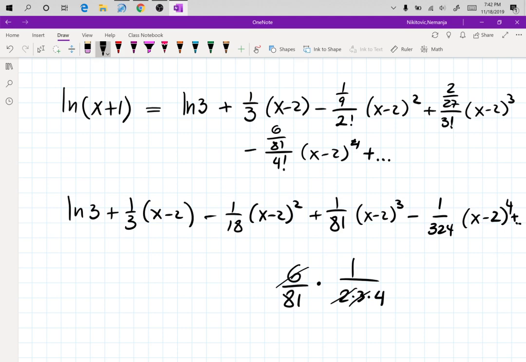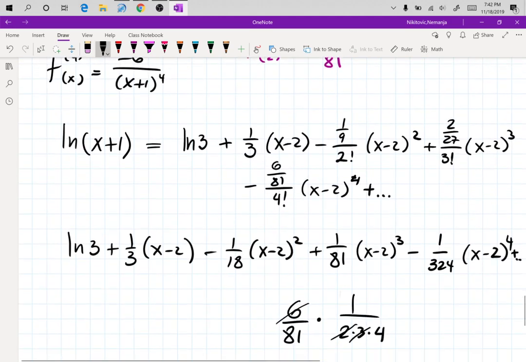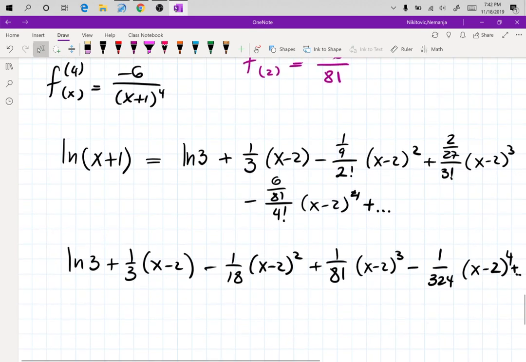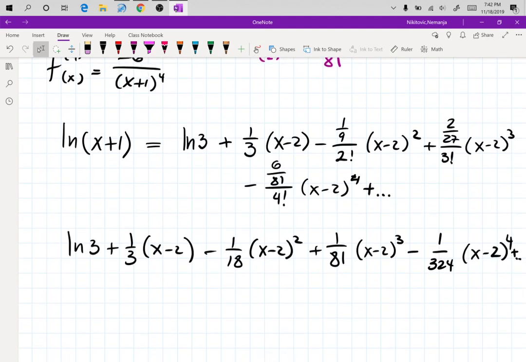Should that be x minus 1 instead of x minus 2 because it's log? It's log x plus 1. No. It's x minus 2 for the expansion if you're centering it at 2. Any function can be used. It's just for the purposes of calculation.